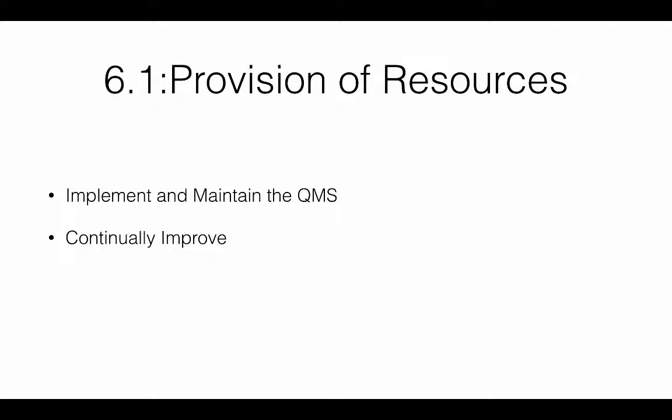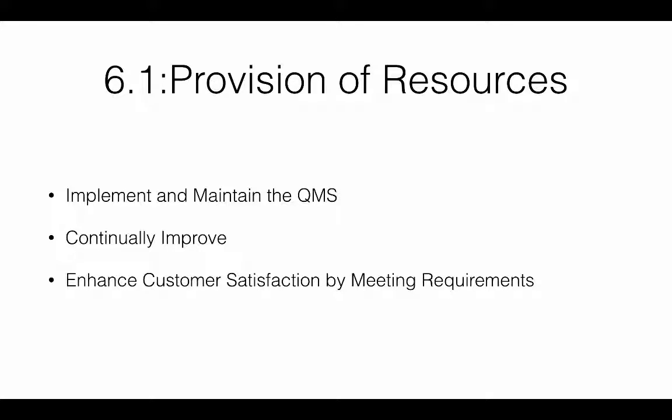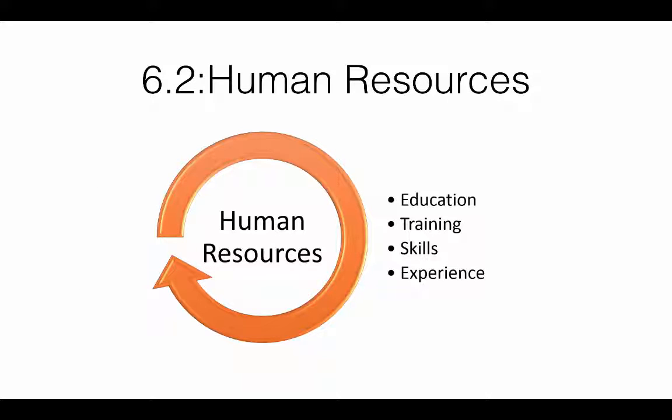Organizations must determine and provide the adequate resources required to implement and maintain the QMS, continually improve its effectiveness, and enhance customer satisfaction by meeting requirements. Organizations must ensure that all personnel performing work at any level of the quality management system that has a direct or indirect effect on product quality and conformity to requirements are competent on the basis of education, training, skills, and experience.